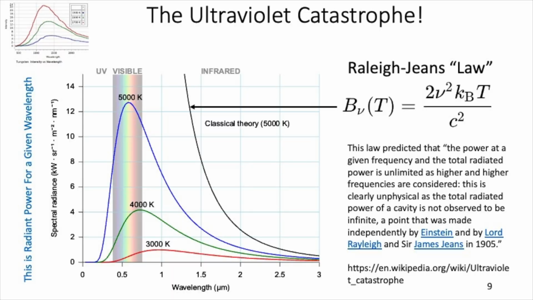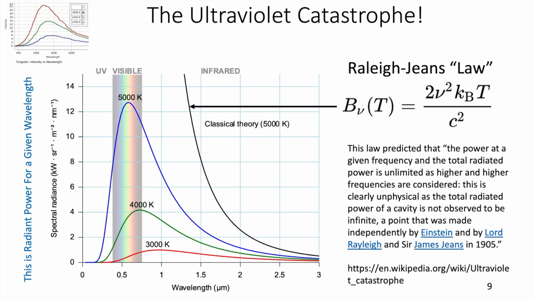So obviously this can't be right, and I often like to check the Wikipedia post on topics that I teach. The Wikipedia page for this topic says that this is clearly unphysical as the total radiated power of a cavity is not observed to be infinite, a point that was made independently by Einstein, Rayleigh, and Jeans in 1905. And you look at this and it's kind of like, no kidding. I find it surprising that three people had to confirm this, but I guess that's probably the paper that came out at that time.